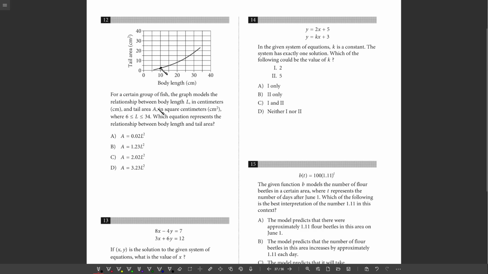When I plug in 10, I should get something like 3-ish or so. So let's plug in 10. For this one, I'm going to get 0.02 times 100. That's 2. It's pretty good, pretty close to 3. All the others are going to be way too big. This is 123. This is 202. This is 323 when I plug in L as 10. So out, out, out. So the only one that works, choice A.